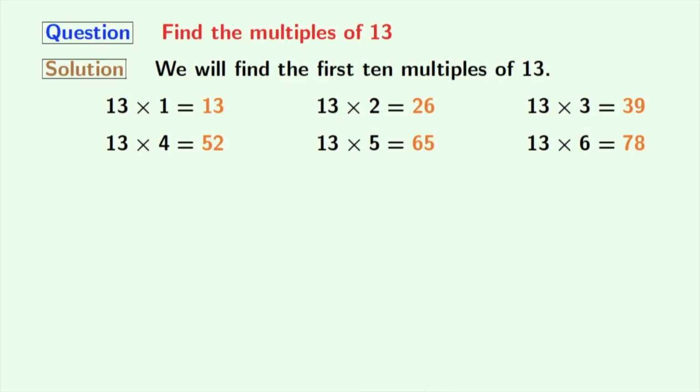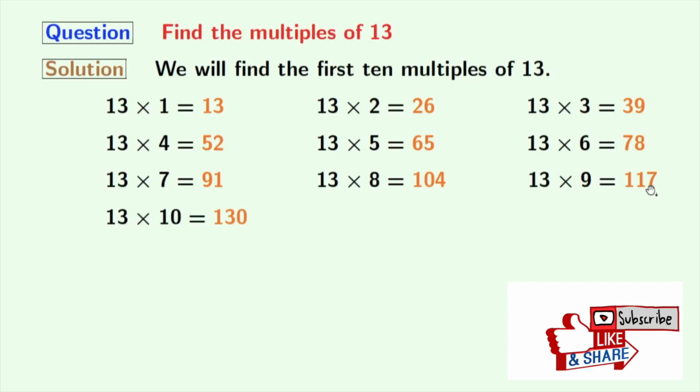If we multiply 13 with 6, we get 78. If we multiply 13 with 7, we get 91. Multiplication of 13 and 8 gives us 104. Multiplication of 13 and 9 gives us 117. If we multiply 13 with 10, we get 130.